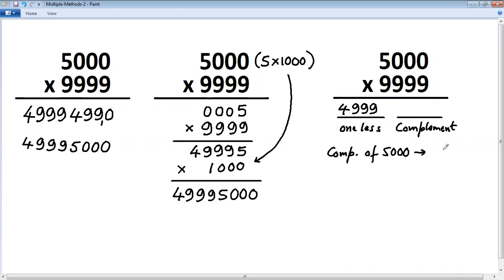when there are zeros at the end, you write the zeros as they are, and then just take the complement of 5. Complement of 5 is 5. So the second part here is 5000, and then join 49995 with 000. So note that the answer is the same.